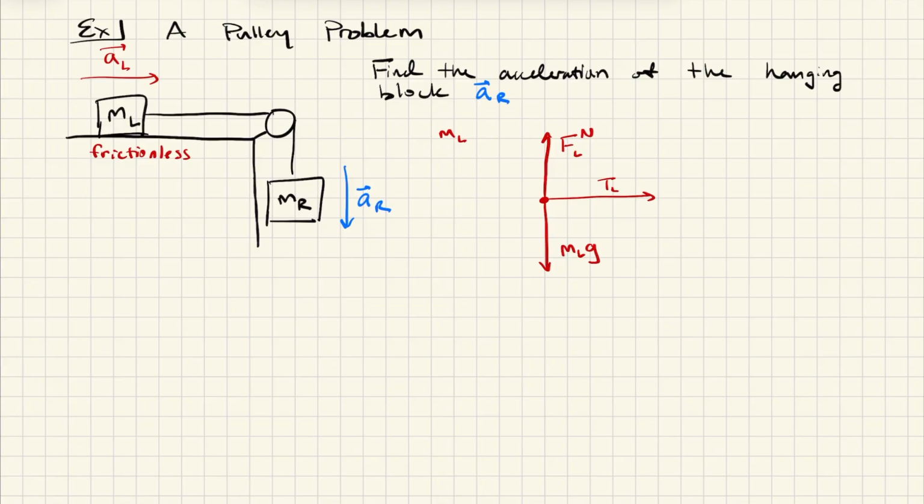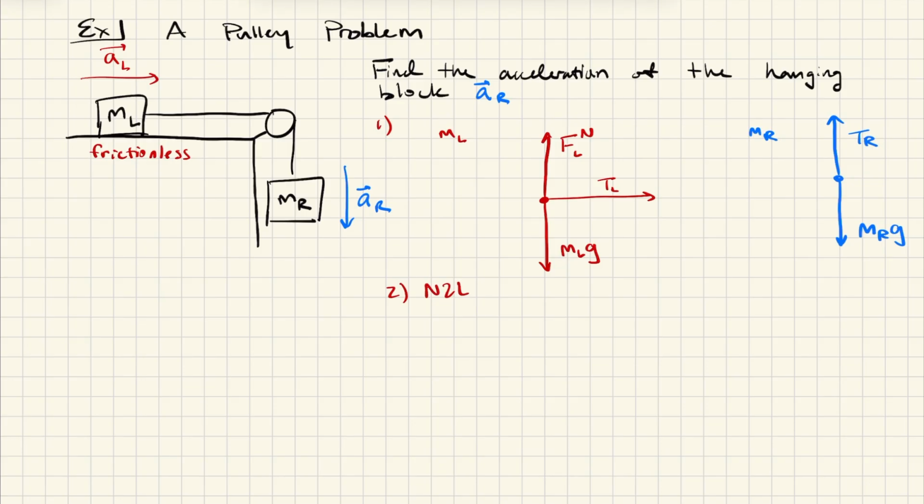For the other object, the mass that's just hanging, mR, there is a gravitational force pointing down, mR g, and we have the tension pulling up from the string, so we have tension TR like this. With these free body diagrams, the usual prescription is to write down our Newton's second law equations associated with each of them. Because we know that all the motion for the left side block is left to right, I'm going to forget about the vertical forces and just sum the forces in the x direction.